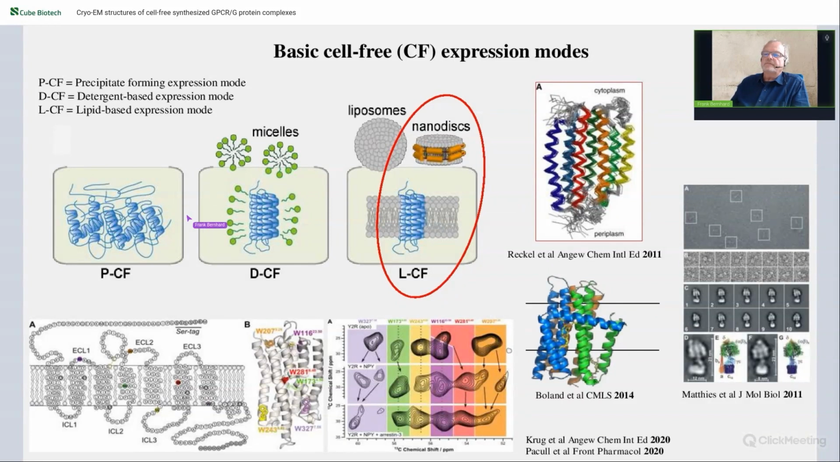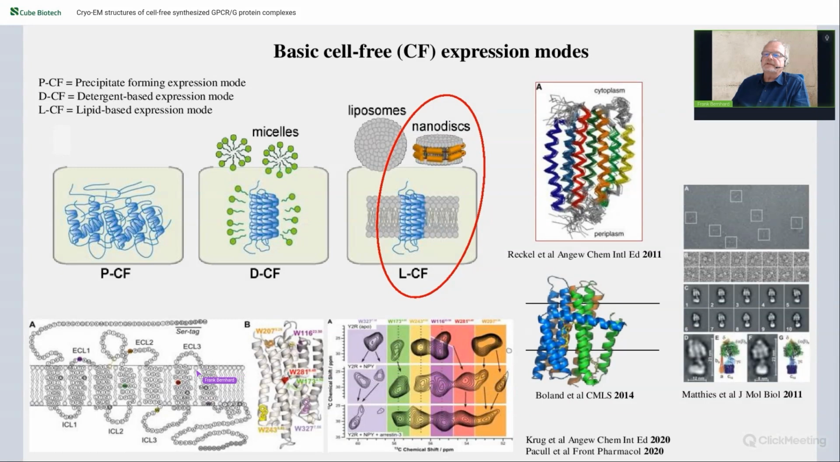So we produce membrane proteins in three different modes. In the PCF mode, we produce membrane protein precipitates, which then need to be resolubilized or refolded. We could show crystal structures of resolubilized membrane proteins. And also in 2020, we could show the refolding of a PCF synthesized GPCR, neuropeptide Y2 receptor labeled for tryptophan. And here we could show protein dynamics upon binding or upon addition of different ligands.